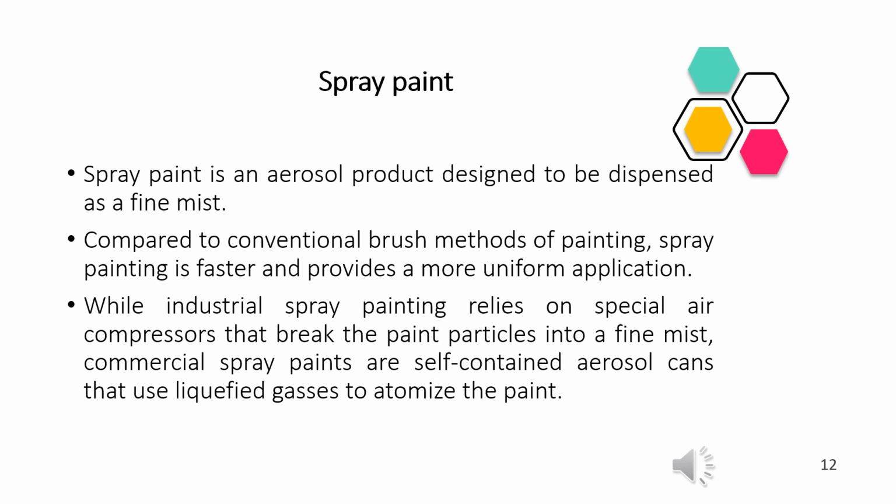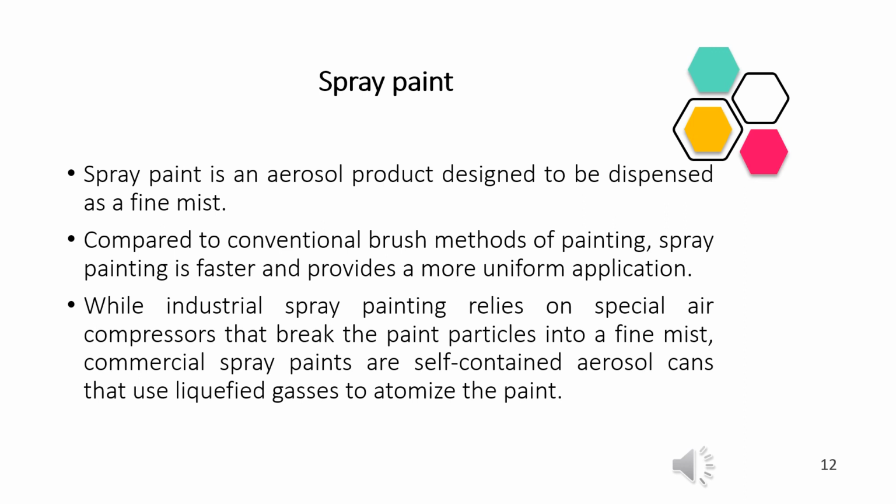Compared to the conventional brush methods of painting, spray painting is faster and provides a more uniform application. How can we compare the conventional brush methods to the spray painting? When we compare them, we can come to the point that the conventional brush methods of painting are slower, while the spray painting is faster. The spray painting provides more uniform application as compared to the conventional brush methods.